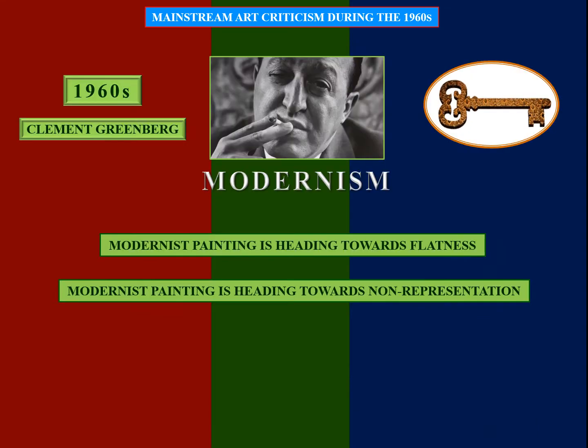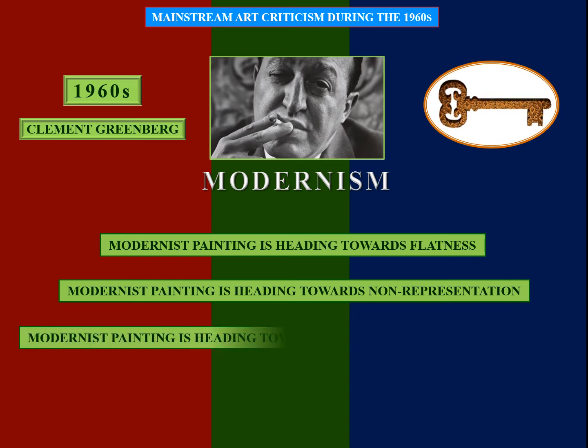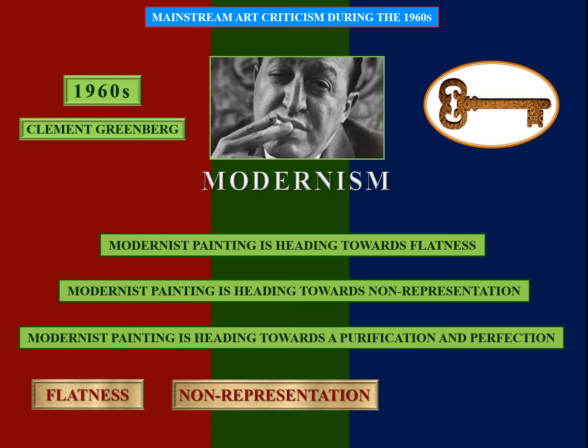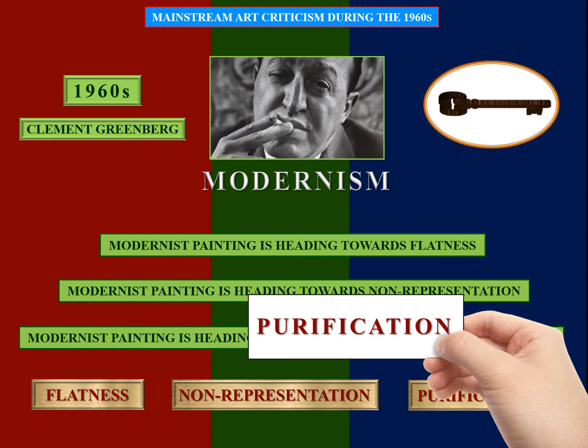Now there's a third element, and that's more of a key to understanding Greenberg's theory on modernism. He said modernist painting is headed towards a purification and, by extension, a perfection. So the three key elements of modernism in painting are flatness, non-representational, and purification. Let's look at that term, that concept, purification.